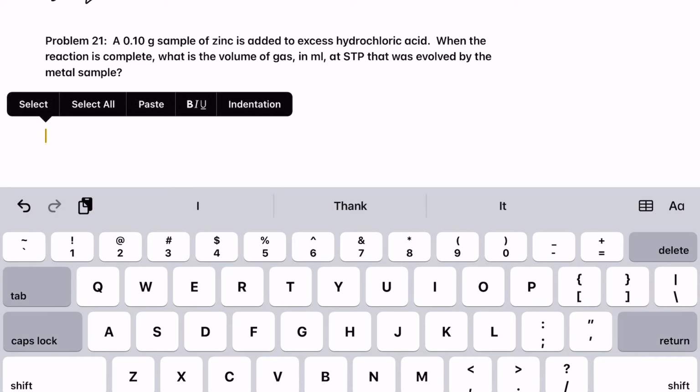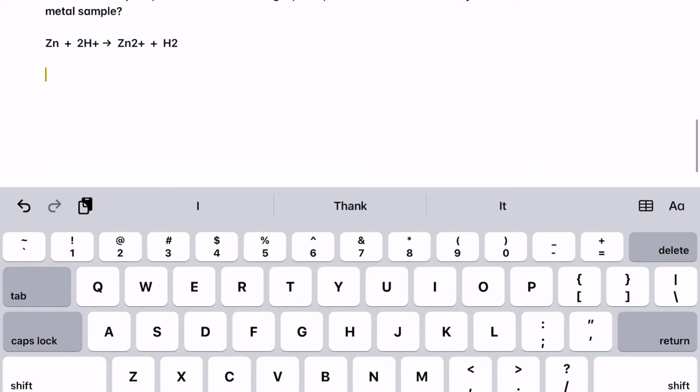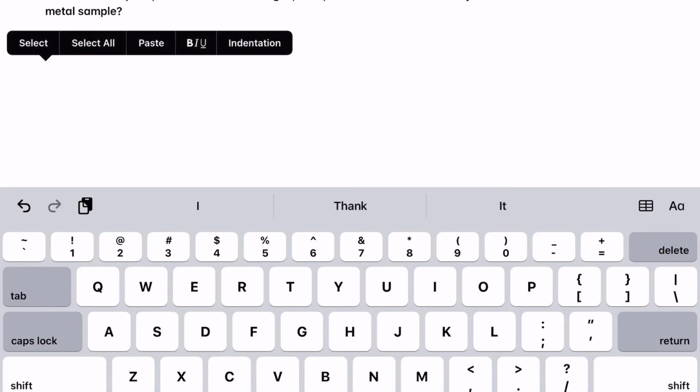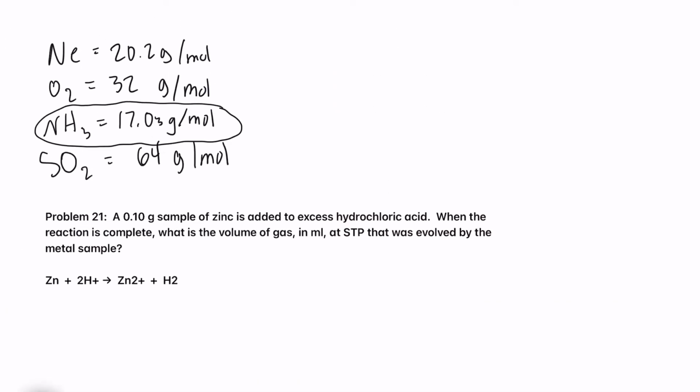That brings us to 21. We have our balanced net ionic equation here, and this is also similar to a lab that we've done in class. We are looking at a gram sample of zinc. You used magnesium in the lab. Is added to excess hydrochloric acid. When the reaction is complete, what volume of gas in milliliters at STP was evolved by the metal sample?